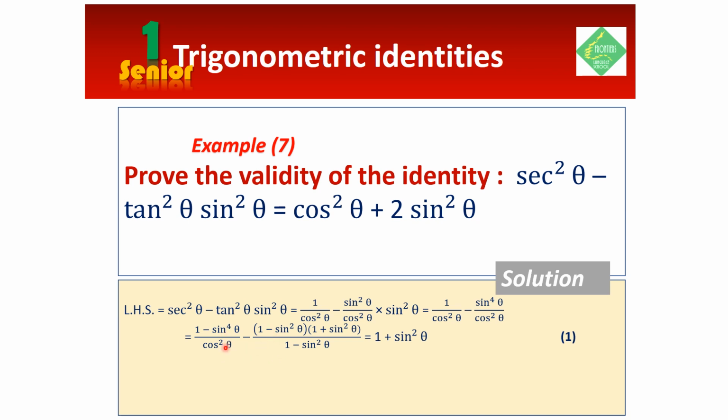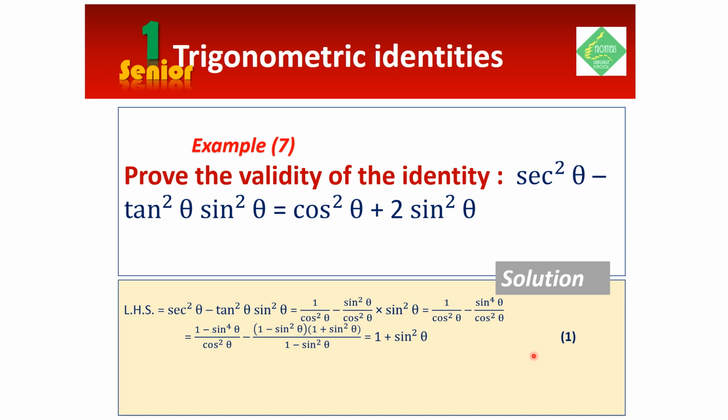I see at the numerator sine. So I will replace cosine square by 1 minus sine square. And I will eliminate 1 minus sine square with 1 minus sine square. So it will be 1 plus sine square. And notice that 1 plus sine square is not like the right hand side. So you will name it as number 1.